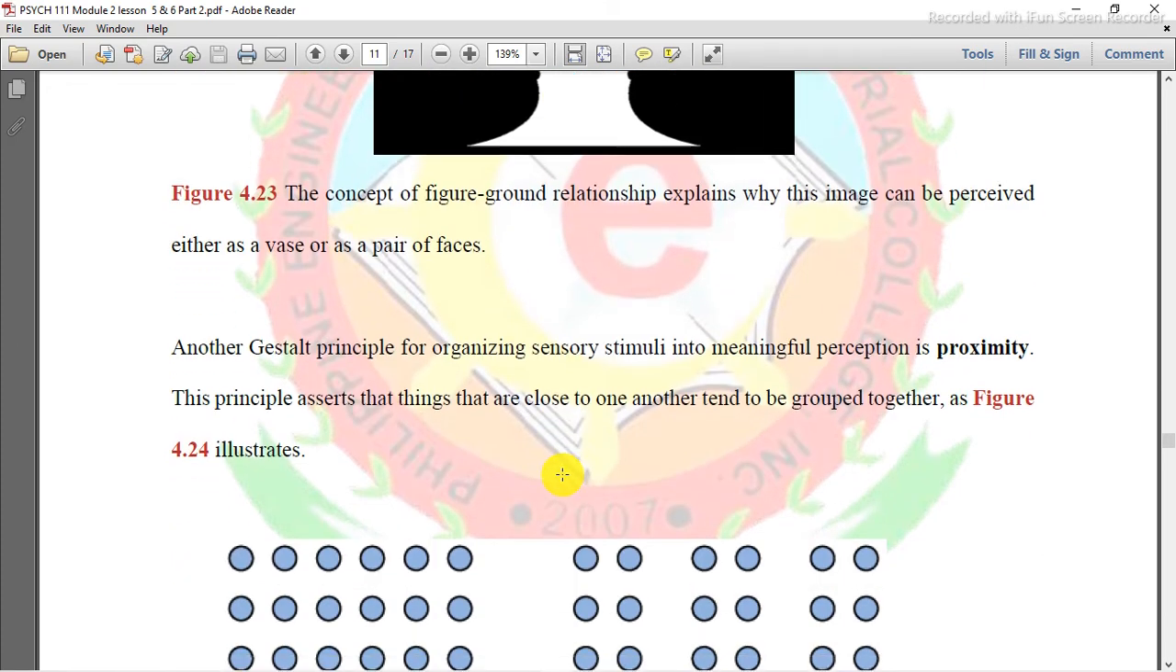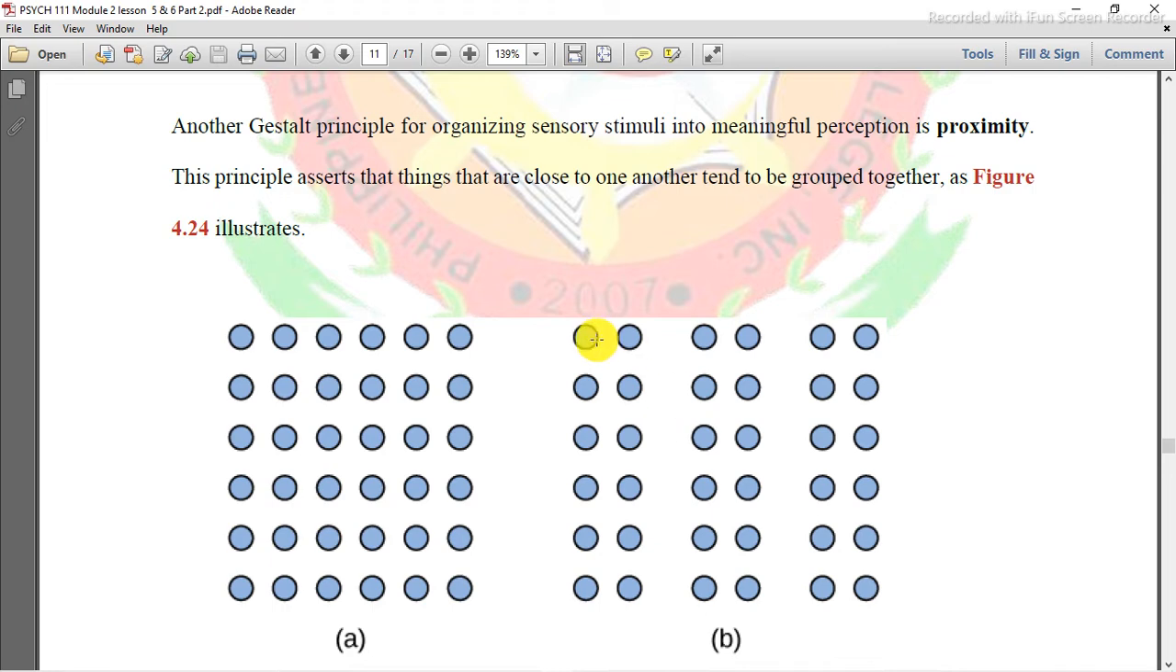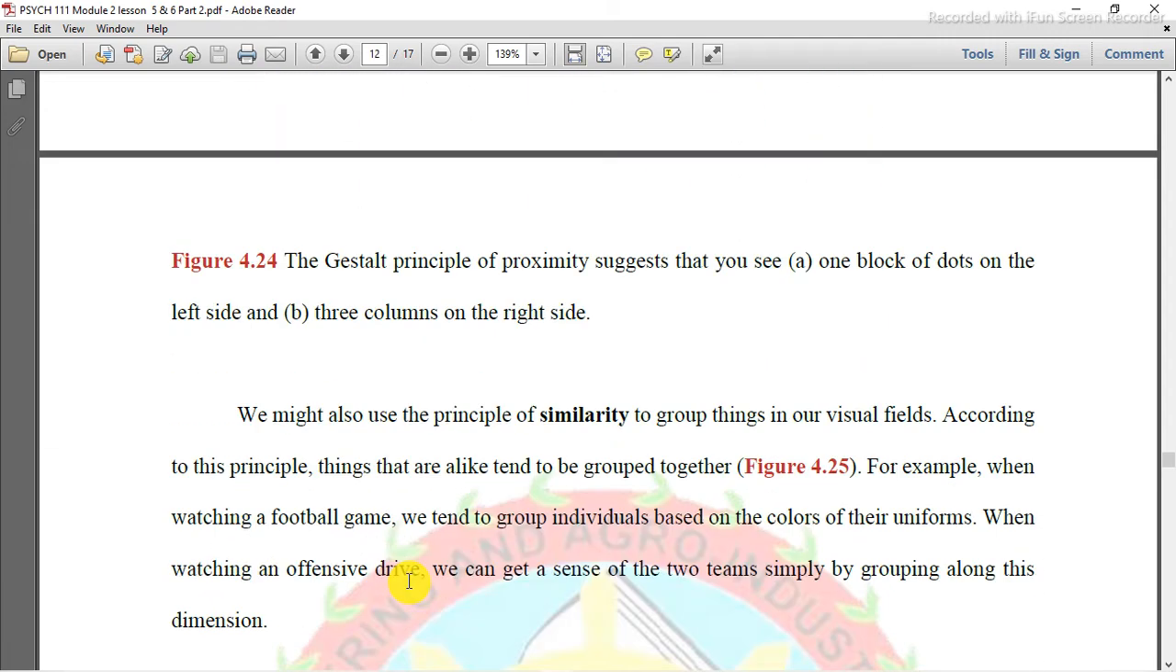Another principle for organizing sensory stimuli is proximity, the principle that asserts that things that are close to one another tend to be grouped. So ito, di ba? Dito, kasi closer sila, things that are close to one another tend to be grouped together. Since magkahiwalay ito na objects, hindi natin sila maisip na group or proximate. Kasi parang hiwalay, hindi siya tatlong grupo. Ito, isa talaga, compact, proximate, kumbaga.